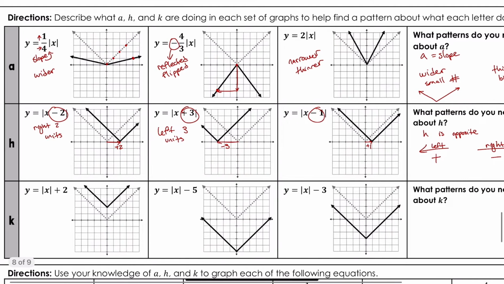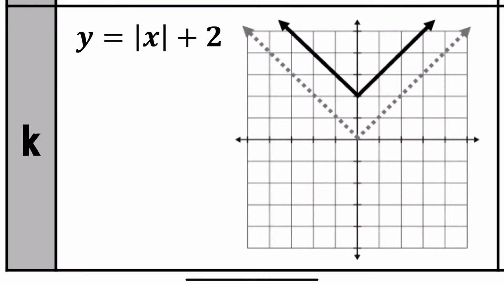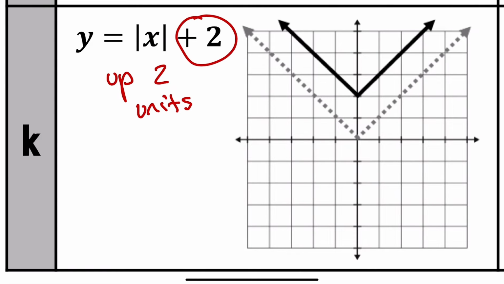Okay, let's take a look at our last piece. That's going to be K. All right. K is going to be a number that is on the outside of your absolute value bars, on the very end. So what's going on here? Looks like we started with our parent function down at the bottom, and then we moved up. Nothing else changed, just slid upwards. Okay, so that's another type of slide. So we slid up 2 units, and we started out with a +2. Okay, that makes sense. Went up.